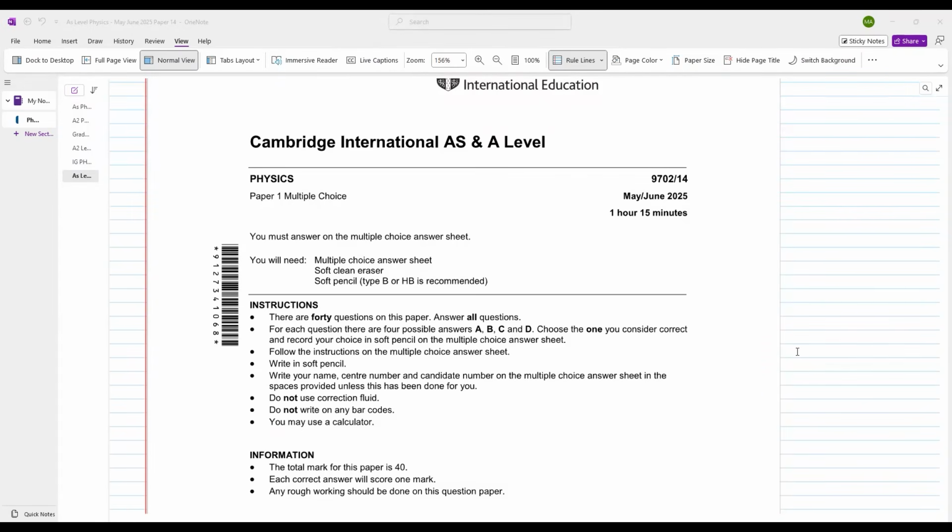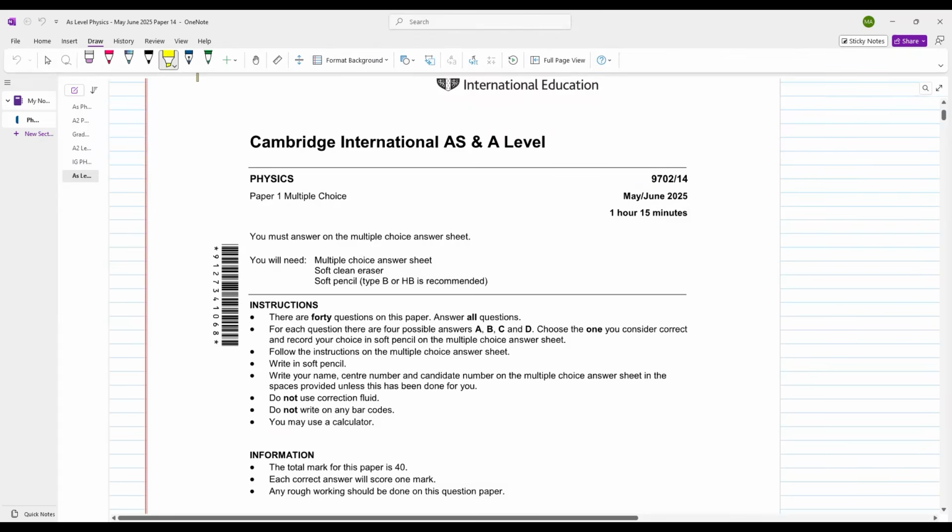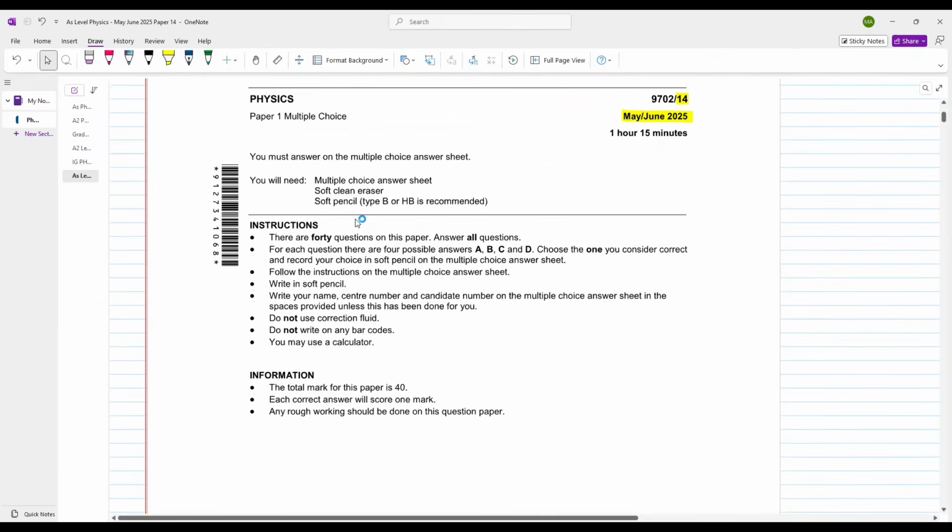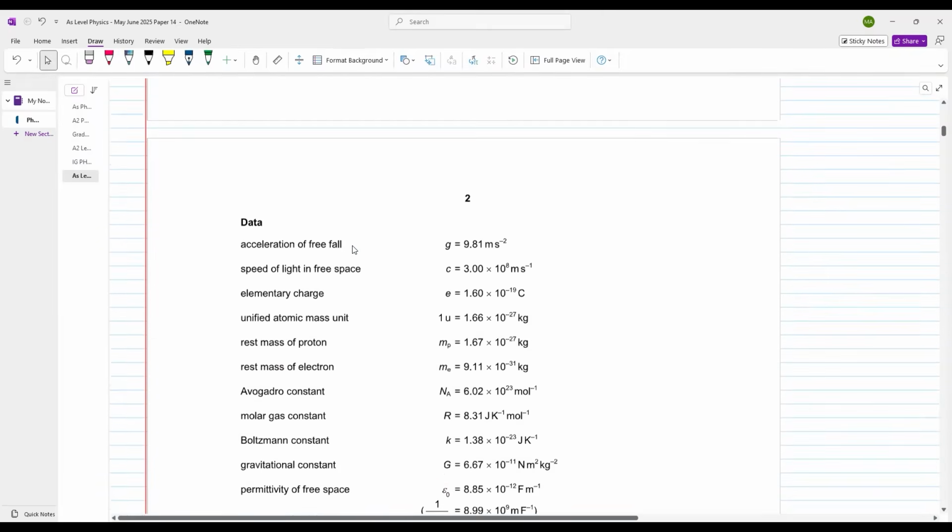Okay, students, so let's get started with today's past paper. Today we have to do AS Physics, May June 2025, paper 1, variant 4. This is a 1 hour 15 minutes paper. Let's get started with it.